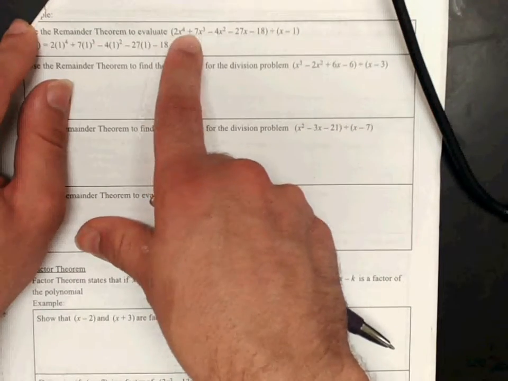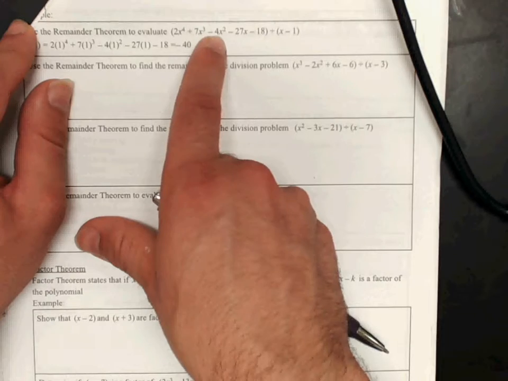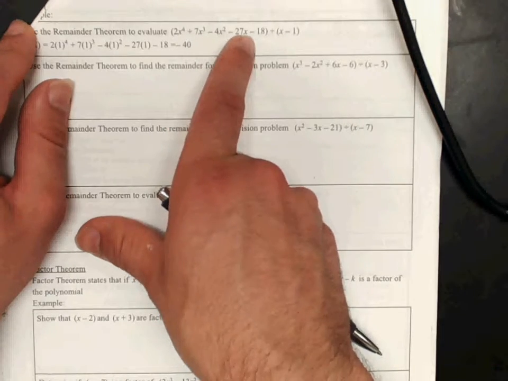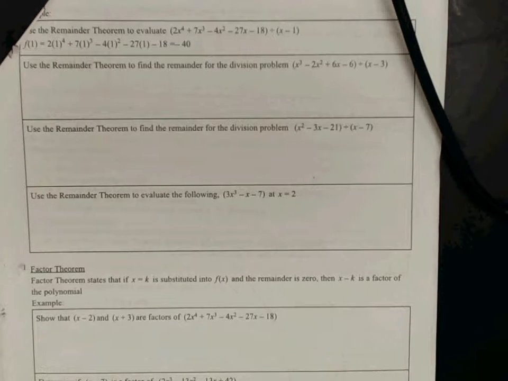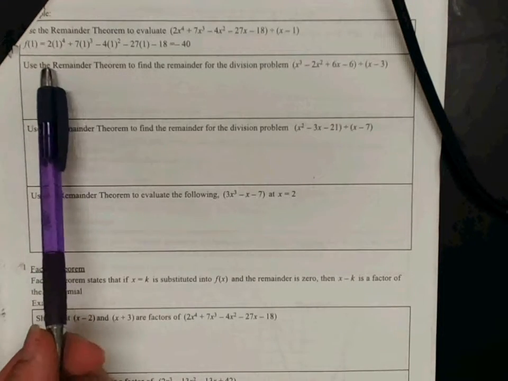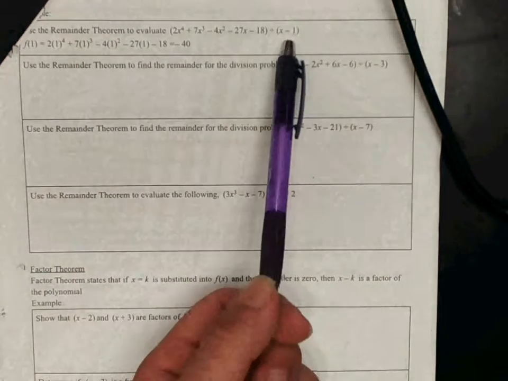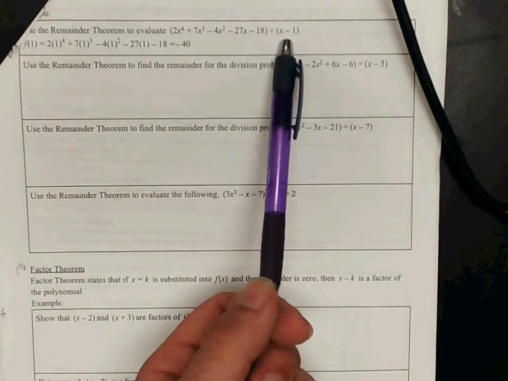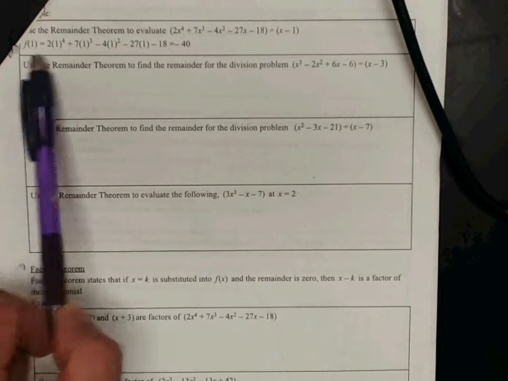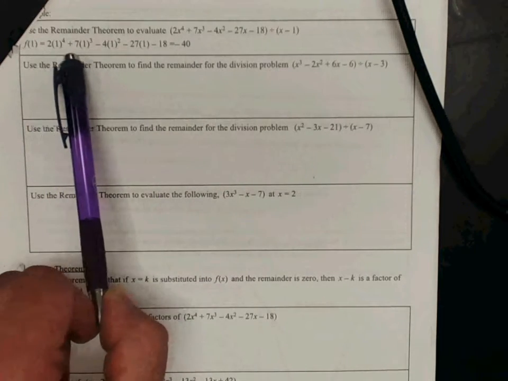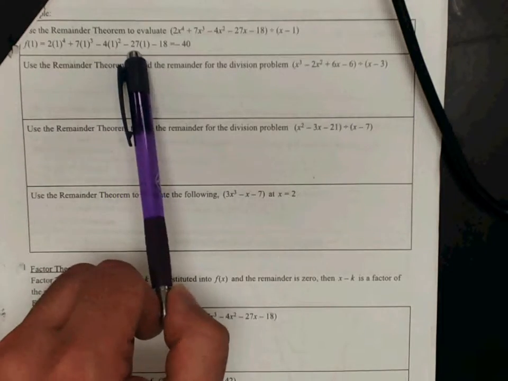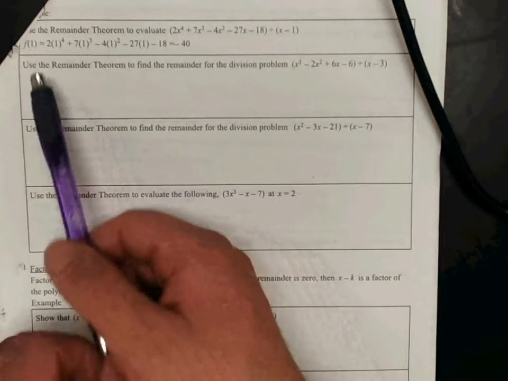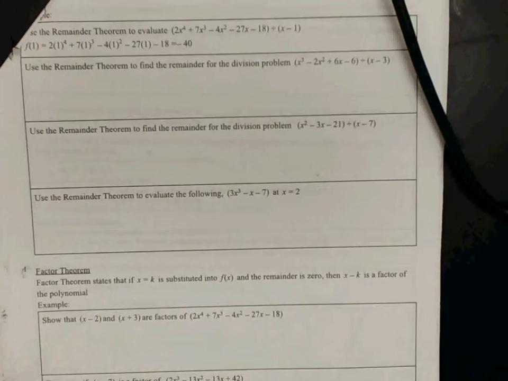Use the remainder theorem to evaluate 2x to the fourth plus 7x cubed minus 4x squared minus 27x minus 18 divided by x minus 1. F of 1, we just plug in the opposite sign of what we're subtracting from x, and then we plug that into the function. So 2 times 1 to the fourth plus 7 times 1 cubed minus 4 times 1 squared minus 27 times 1 minus 18. Evaluate that, and that's going to be equal to negative 40.